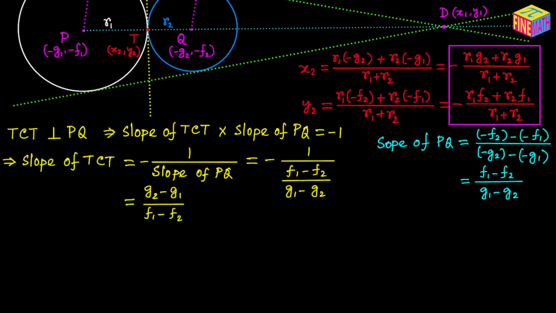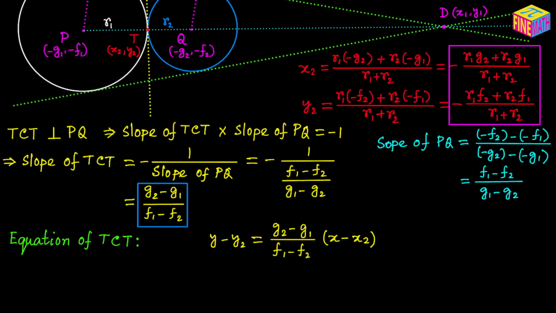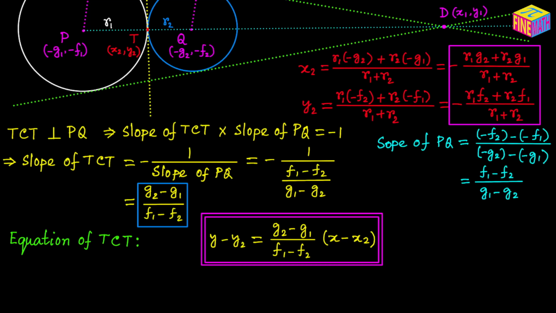So using the point slope form of the equation of a straight line, we can easily write down the equation of the transverse common tangent, and that can be written like this: y minus y sub 2 is equal to the slope times x minus x sub 2. So that is the equation of the transverse common tangent, and this is actually formula number 1. Also there is another formula, and I'm going to show you how to derive that formula. It's pretty interesting. So let's get started with the second formula.